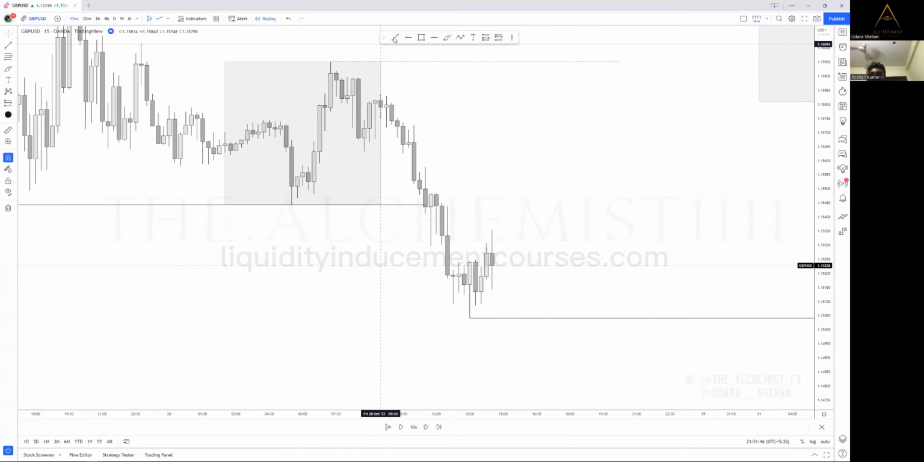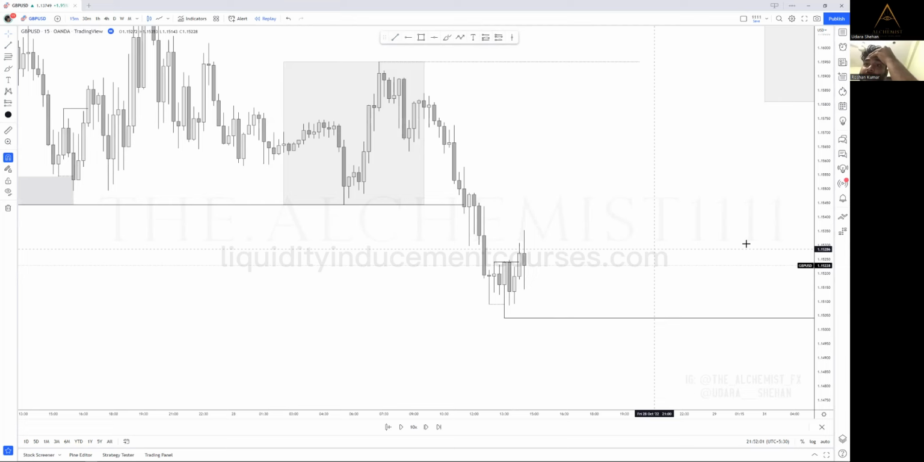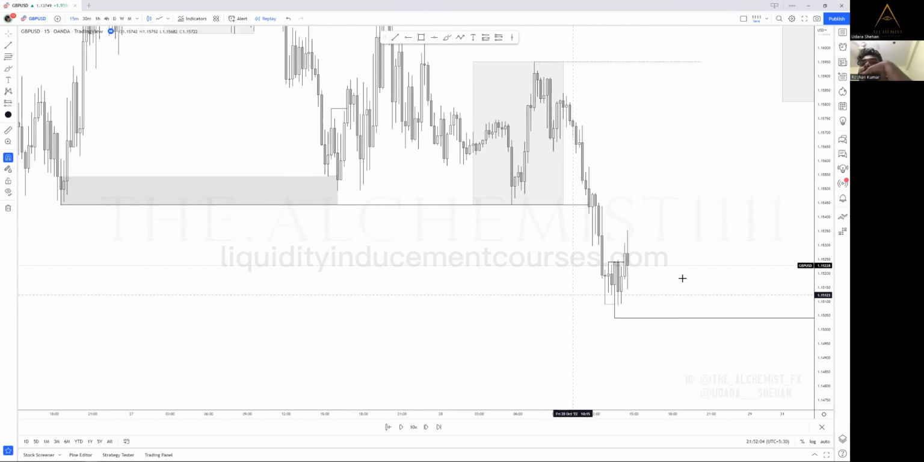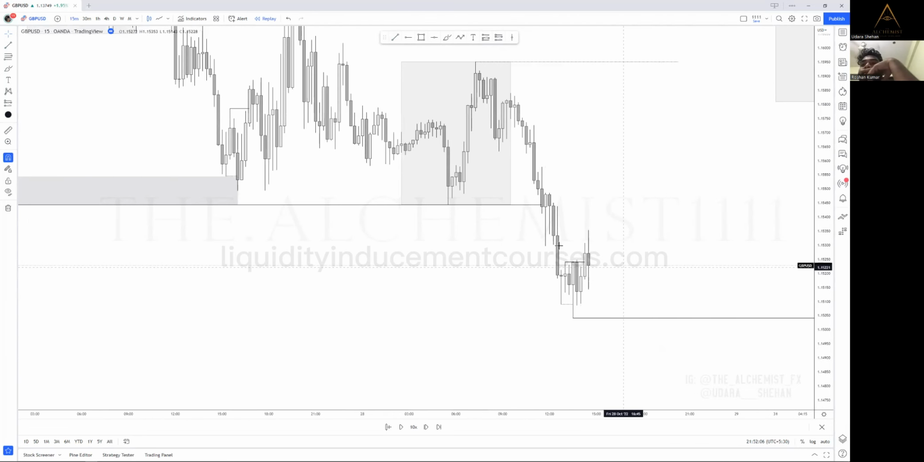So, what is this? It took out the Asian low, came down and created a strong low, a stop hunt, then a breakout structure, or a break in here. We can trade on the 15-minute time frame. You can trade on the 15-minute too, that's fine, but you have to know the higher time frame direction. I'm only showing you this example, nothing else.